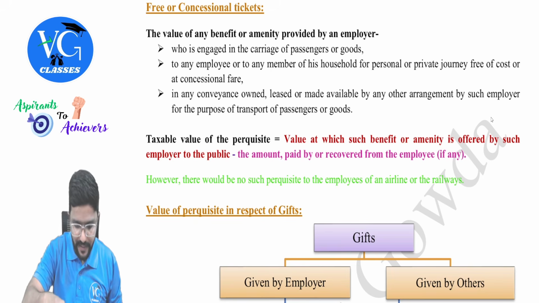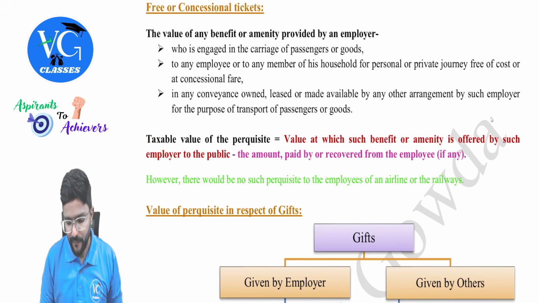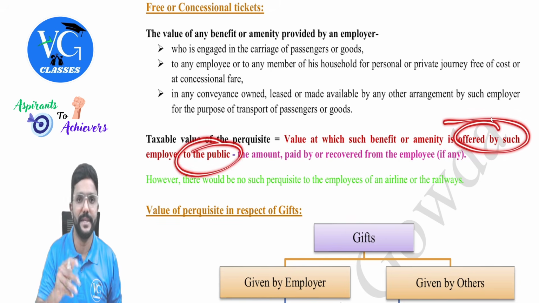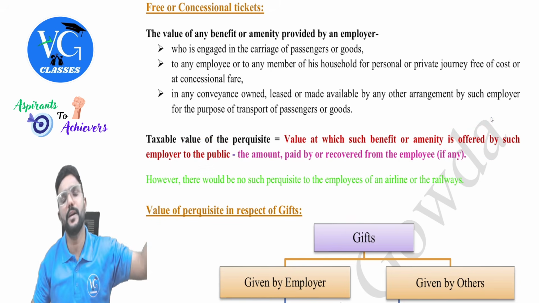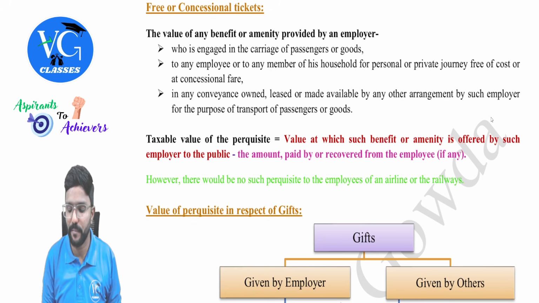Okay. So I have given, you can just see, the taxable value of perquisite would be the value at which such benefit or amenity is offered by such employer to the public. So if it was offered to the public, how much would you have charged? Take the same value. And if anything is received from the employee, reduce it.